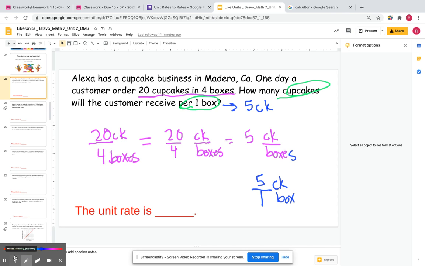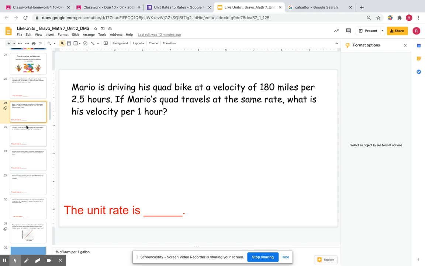Okay, that's the example that we did, and that should be enough. Anyways, you're basically creating fractions and then simplifying them down by using division and using your calculator.